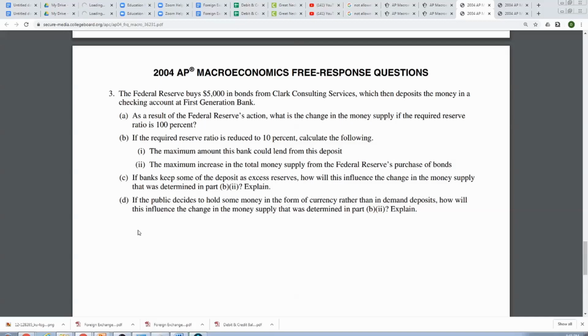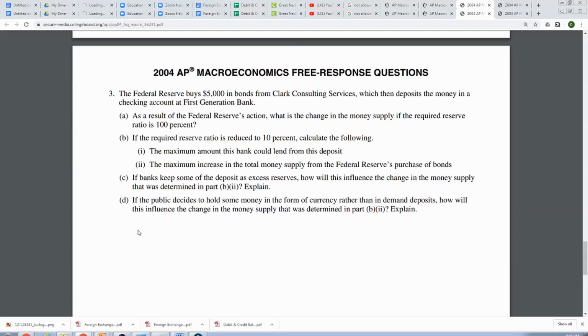If the required reserve ratio is reduced to 10%, calculate the following. The maximum amount this bank could lend from this deposit. So 10% of 5,000 is 500, right, which means they can lend out 4,500. The maximum increase in total money supply from the purchase of bonds is 45,000, because you get the multiplier 1 over 0.10. Multiply that by the 4,500, and you get 45,000.